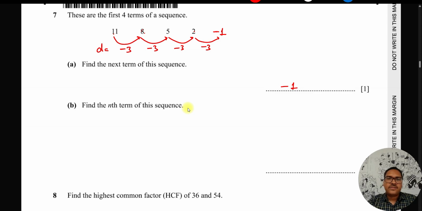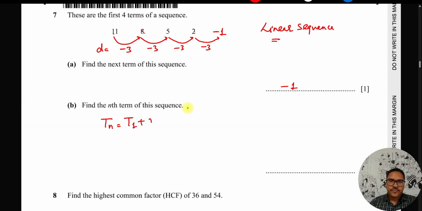Now find the nth term of the sequence, the general term. This is a linear sequence. For a linear sequence, what is the nth term? This is t1, that is the first term, plus n minus 1 into d.